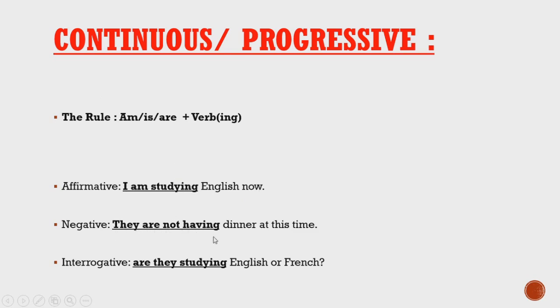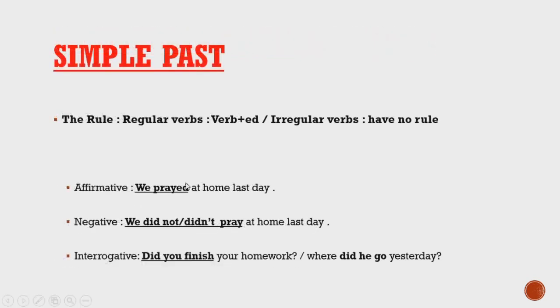They're not having dinner this time. Are they studying English or French? So as you can see here, all these start with subject plus verb plus ing. Moving to the simple past, which expresses, of course, an action that has been done or that ended in the past, all right? So the rule would be regular verbs.